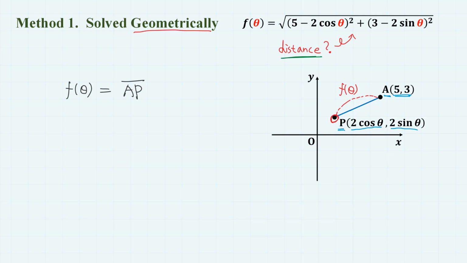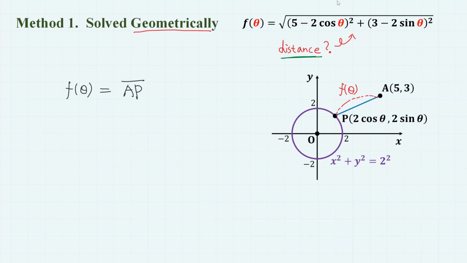Here, P is a moving point with its position depending on the value of theta. But we can also notice that the coordinates of point P are given in a rather special manner. Can you think of a certain geometrical shape related to these expressions? Well, it is the parameterization of a point on a circle, right? P is a point on the circle which is centered at the origin and having radius of 2. Therefore, we can think of f theta as the distance between a fixed point A and an arbitrary point on this circle.